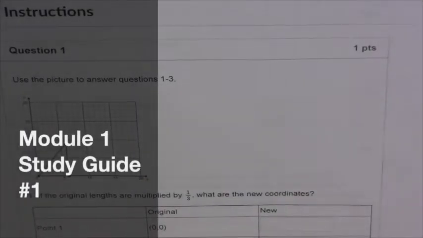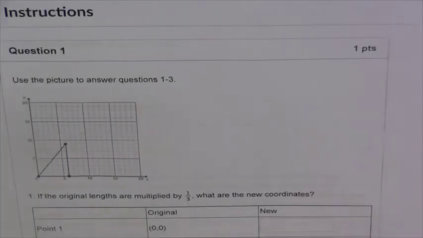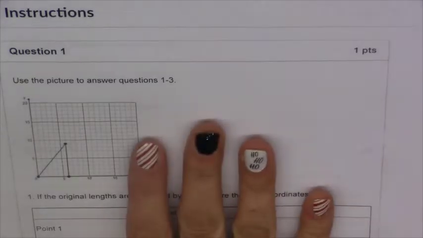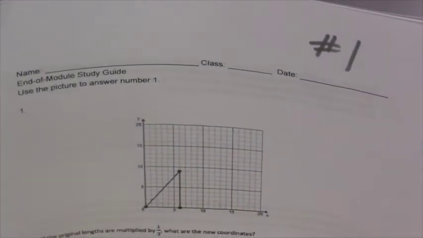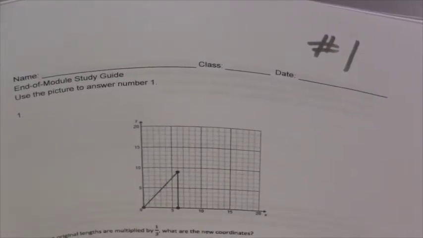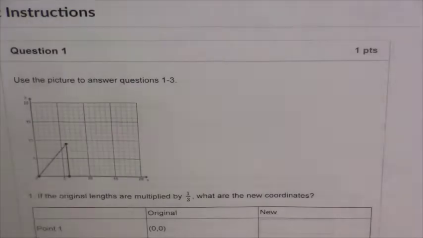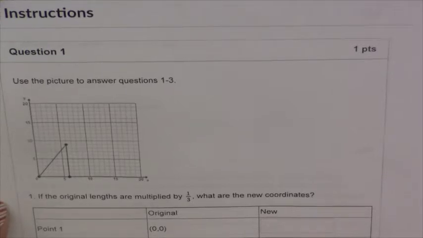All right, let's talk through your questions on your end of module study guide 1. I have both versions. I have your Canvas version, and I also have the paper copy version that was available to you in class. These are almost the exact same, but a few questions have changed from the paper copy to Canvas so that we can check our answers. I'm going to try to do most of our examples off of the Canvas version.